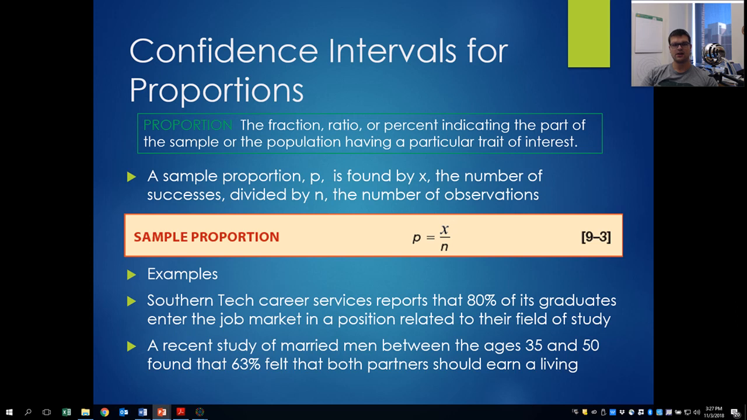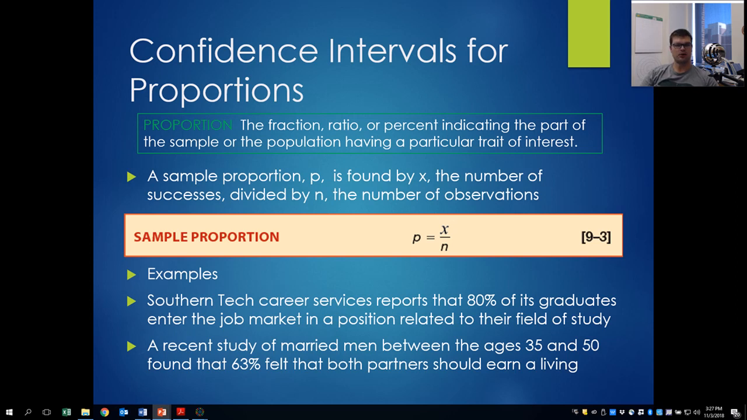A proportion is represented by P, and is found by X, the number of successes, divided by N, the number of observations. This is the same exact formula that we used for probability when doing the binomial probability distribution.